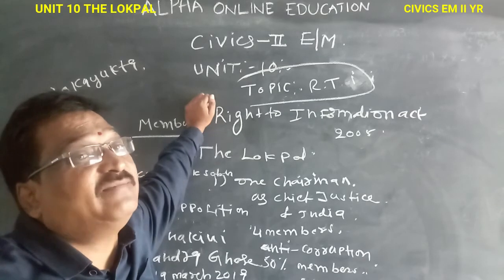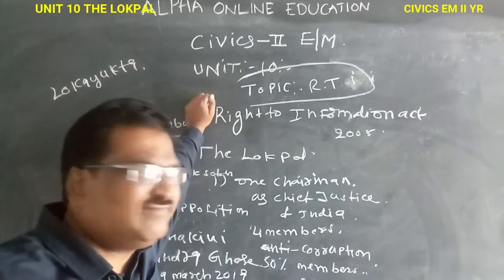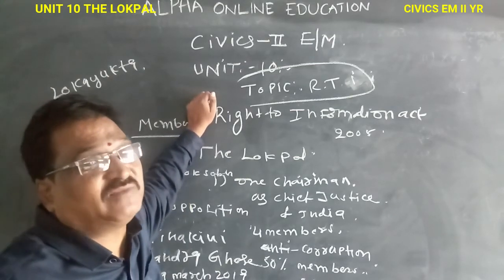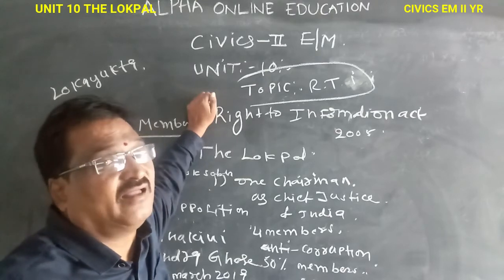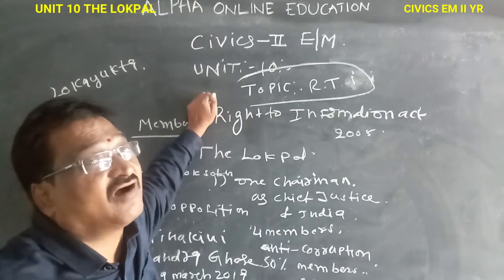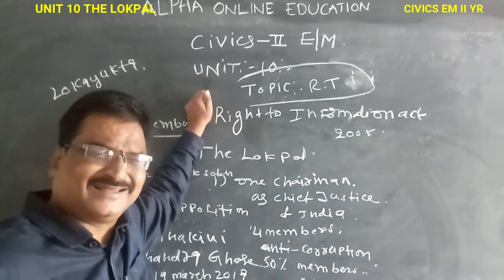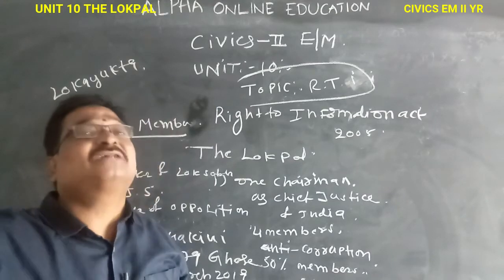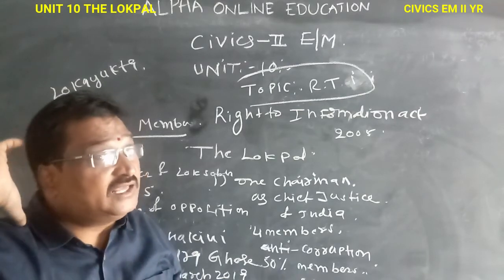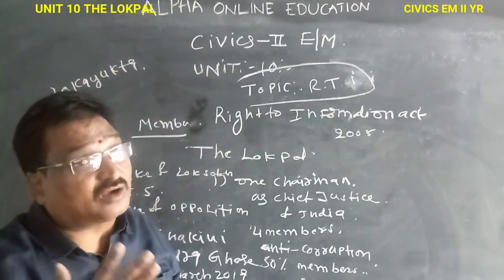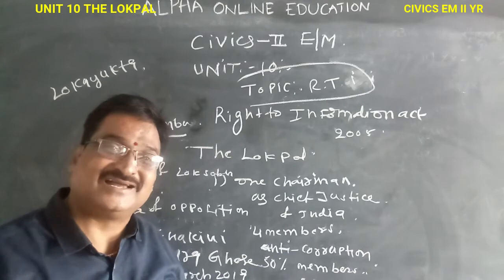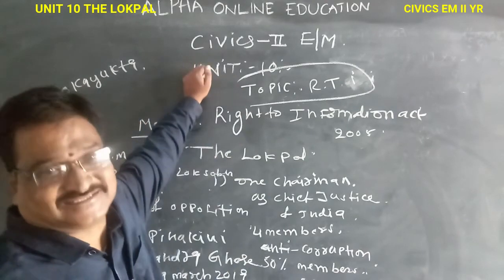So the merits and demerits: actually, the heavy merits are on its side. The common people also gain information on the concerned matter, so the responsible persons do their duties correctly. Why? Because the common people can ask for information from him. At that time, he gives correct information. If he does not give correct information, the consumer can go to the courts. So it is a very wonderful act.